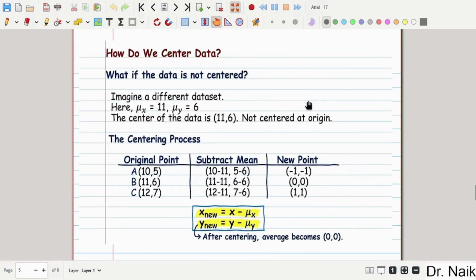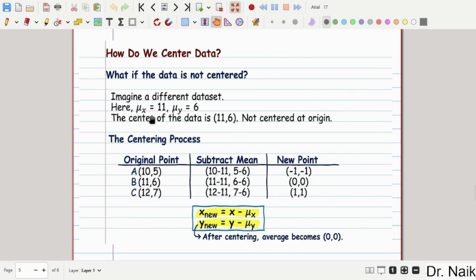Now consider how do we center the data. In our current example, the data was centered, but now consider another data points, that is A's coordinate is 10 5, B's coordinate is 11 6 and C's coordinate is 12 7.